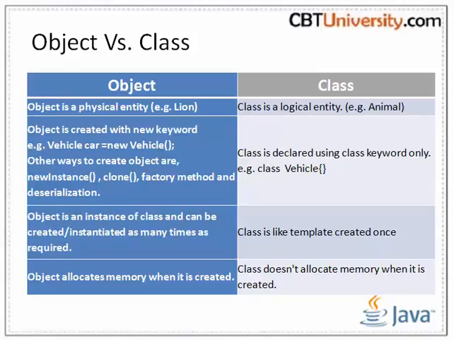Class is declared using class keyword only. Example, class vehicle. Object is created with new keyword. Other ways to create objects are new instance, clone, factory method, and deserialization. Class is like a template created once. Object is an instance of class and can be created, instantiated as many times as required. Classes don't allocate memory when created. Objects allocate memory when created.